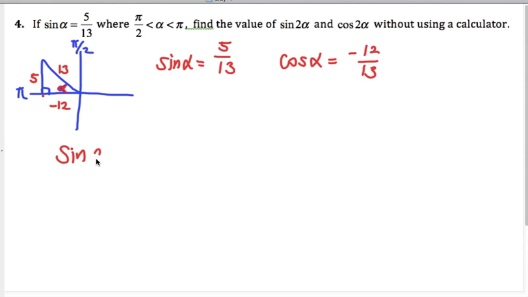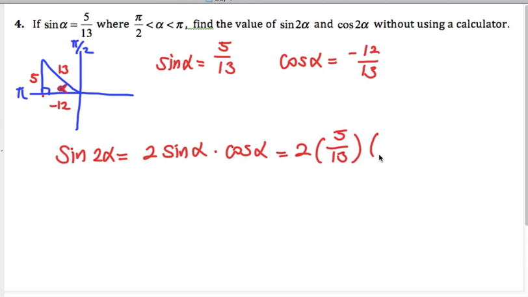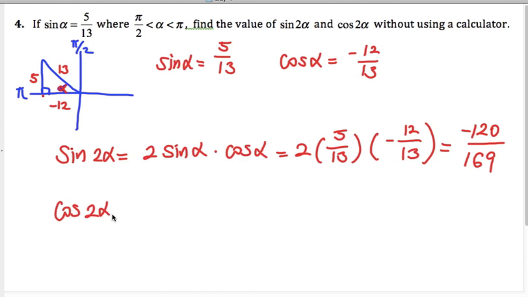So sine of 2 alpha is 2 times sine alpha cosine alpha, which is equal to 2 times 5 over 13 times negative 12 over 13. That's equal to negative 120 over 13 squared, which is 169. That's sine of 2 alpha. What about cosine of 2 alpha?